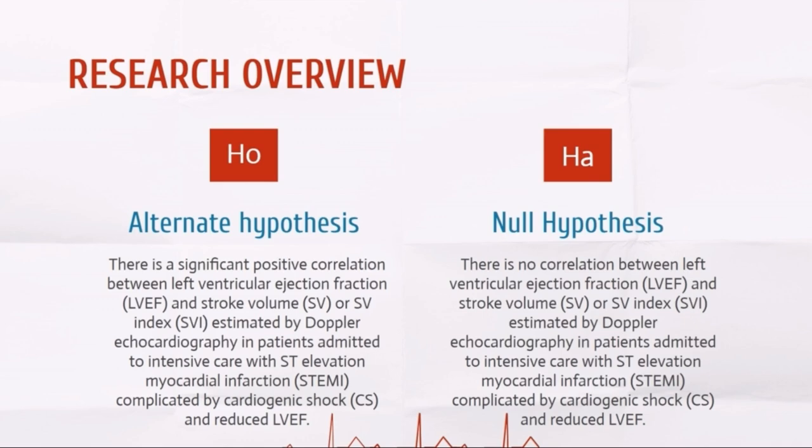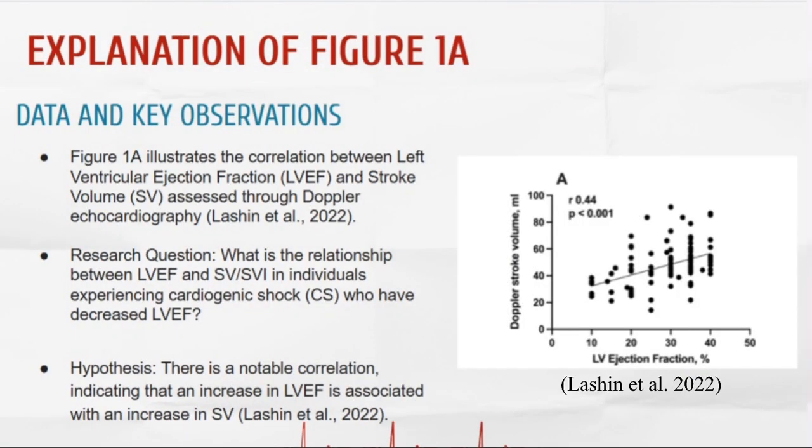patients. Now, let's examine Figure 1a from the study in detail, as it visually illustrates the connection between the left ventricle ejection fraction, so LVEF, and stroke volume, SV, assessed through Doppler echocardiography. So, this figure is crucial as it specifically responds to the research question: what is the relationship between LVEF and stroke volume, or stroke volume index, SVI, in individuals experiencing cardiogenic shock, CS, with diminished LVEF?